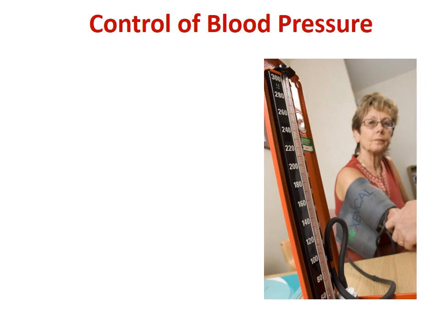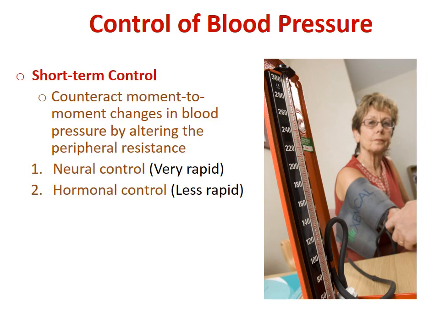Control of blood pressure. Blood pressure is mainly controlled by a short-term mechanism and a long-term mechanism. The short-term mechanism counteracts moment-to-moment changes in the blood pressure by altering the peripheral resistance. That means it can control the diameter of the blood vessel, thereby the peripheral resistance can be altered. And we have seen how the blood vessel diameter can be controlled.